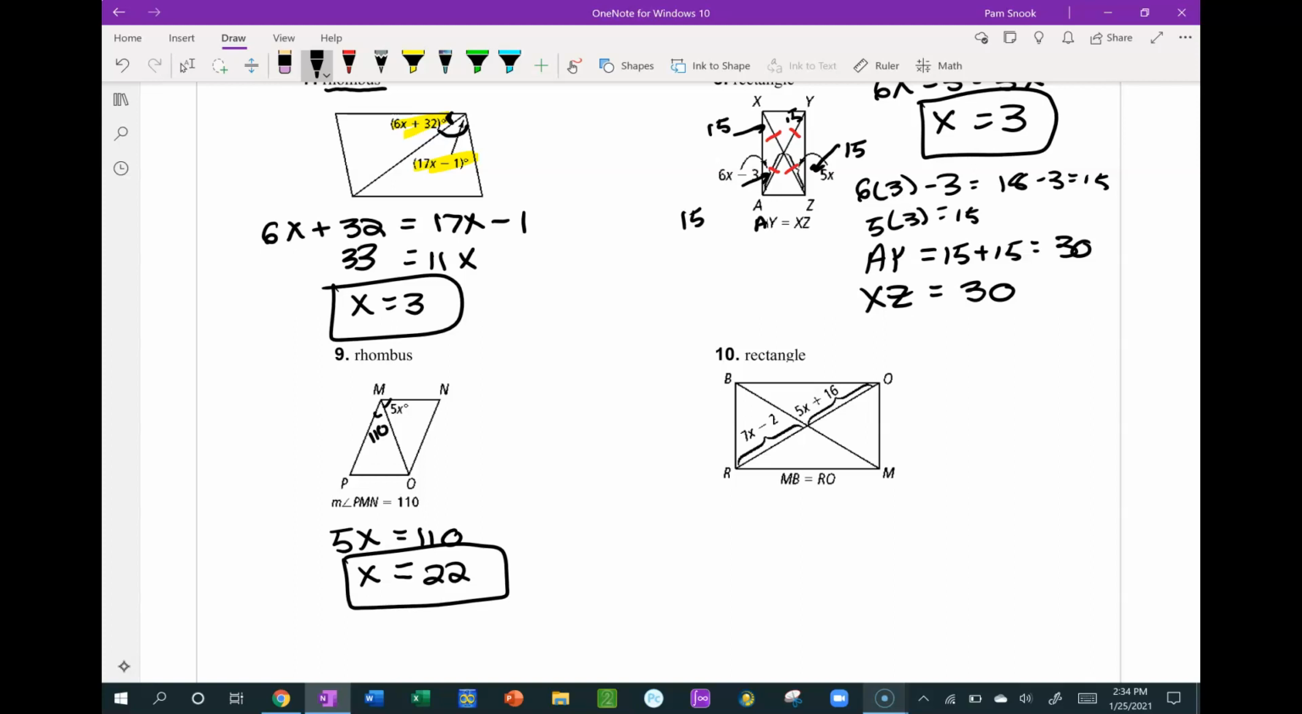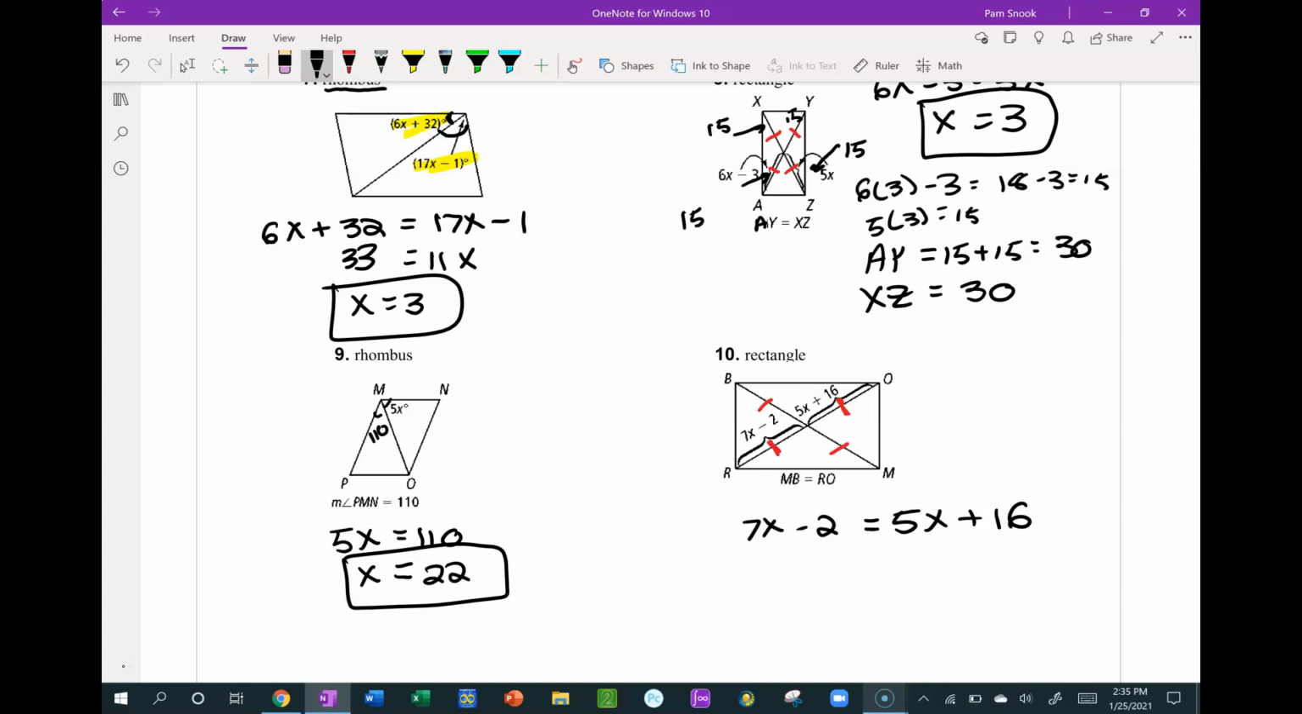Last one, we're going to make this a rectangle. We know that MB is congruent to RO. So MB and RO, the diagonals are congruent. We know that the diagonals have to bisect each other because it is a parallelogram. So I'm just going to say 7x minus 2 equals 5x plus 16. And to make things easier, you can just go ahead and mark those congruent. And then, of course, here and here are also congruent. That helps you remember what you need for a rectangle.